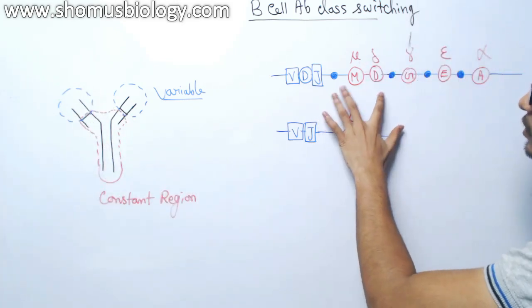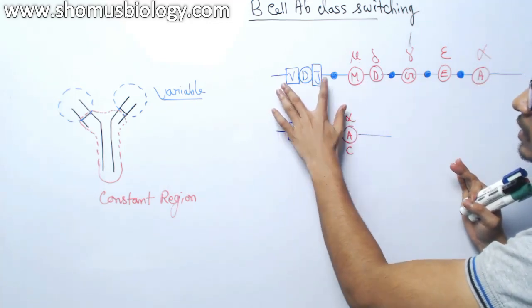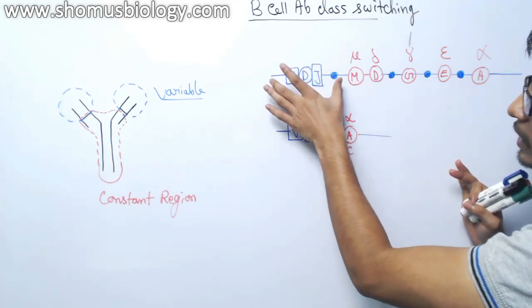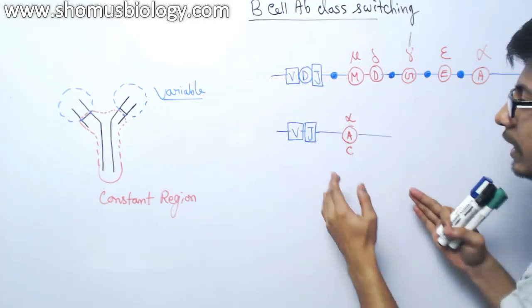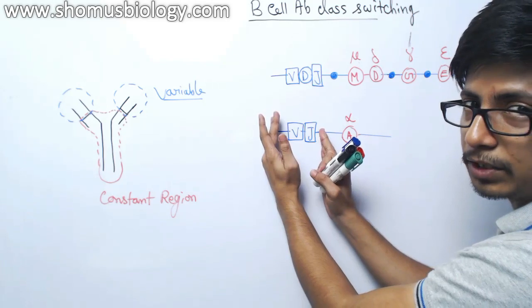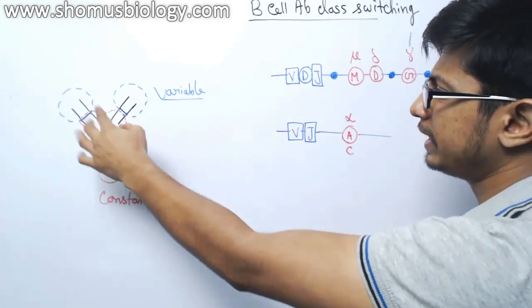In the heavy chain, you see it's a larger one, light chain smaller one. In heavy chain, we have two different regions. This is the variable region, this part, and this complete part is the constant region. Similarly, in light chain, this part is the variable region. This is the constant region, which is smaller because they have a very little constant region.